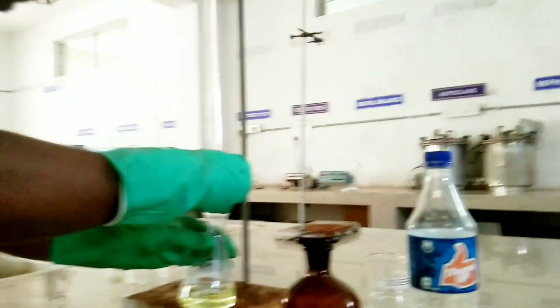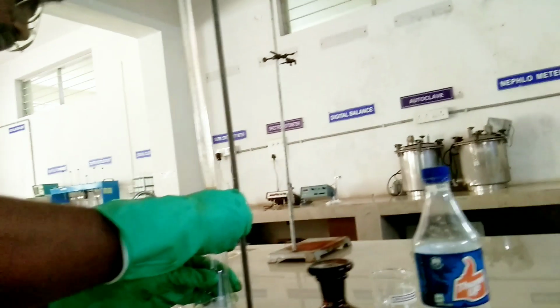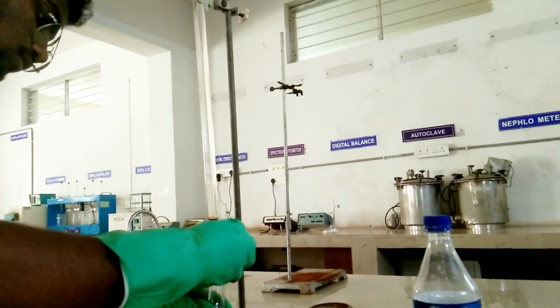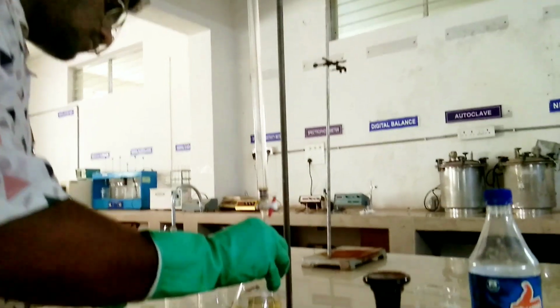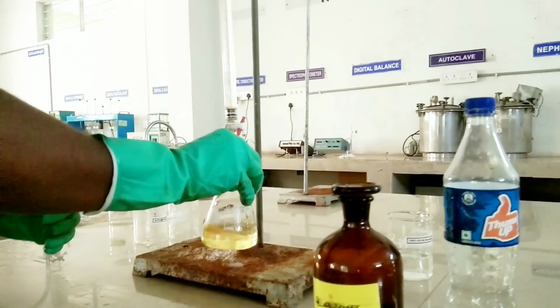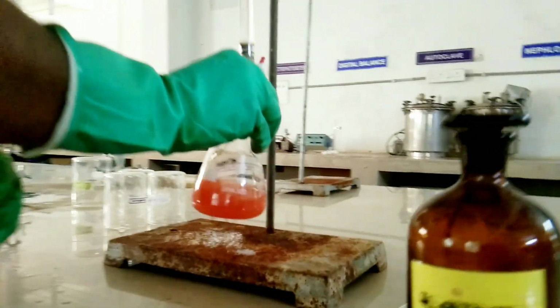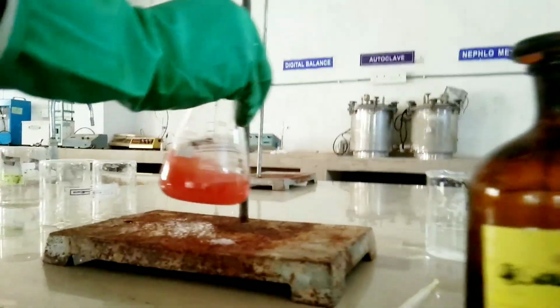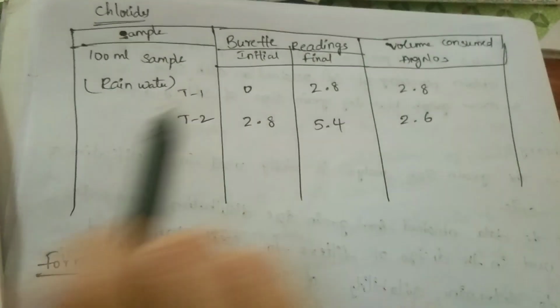After adding the indicator, an empty titration is required. And next start the titration against the silver nitrate. Add it drop by drop only. We have to keep the drop by drop only. Observe the burette and the brick red color. We will get the brick red color of the sample. So stop the procedure.